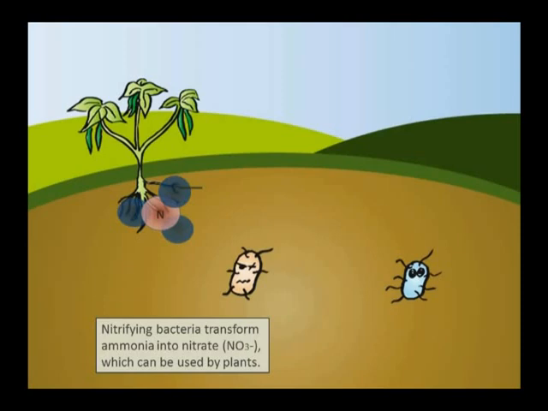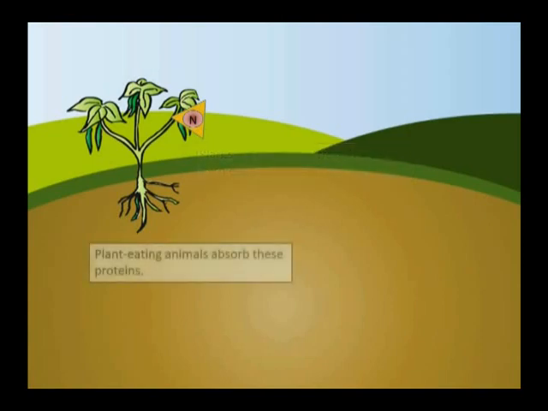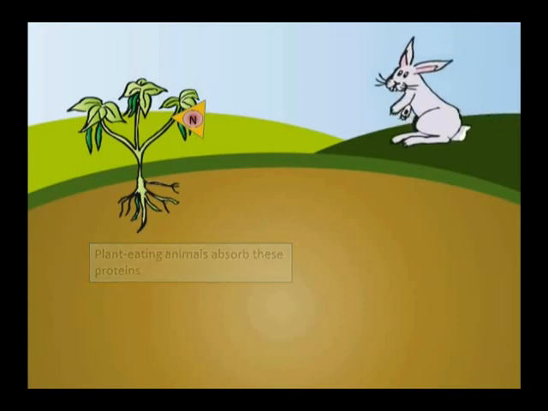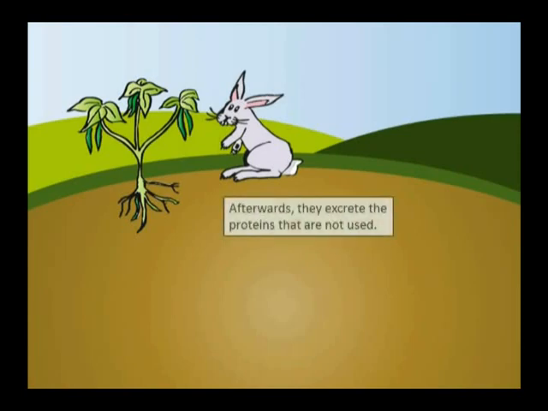These include the Nitrosomonas and Nitrococcus, which oxidize ammonia into nitrites, and Nitrobacter, which convert nitrites into nitrates. Nitrification enriches the soil, and plants absorb nitrates from the soil to form essential plant proteins. Plants eating animals obtain nitrogen when they feed. Unutilized proteins are released in the animal's excreta.